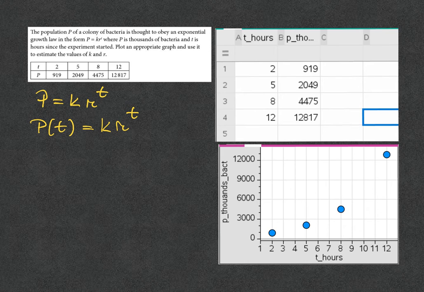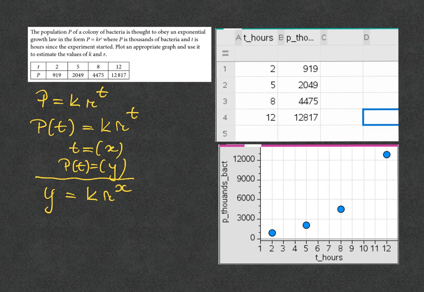I write the relationship. Now see, they use some different letters. In this case, t is my old x and P of t is the y. You can write it if you want, y equals k r to the power of x, if it's simpler for you. So don't forget that these are the notations. Now I want x to be brought down so that I transform this into a linear, which is easier to draw and use for prediction.